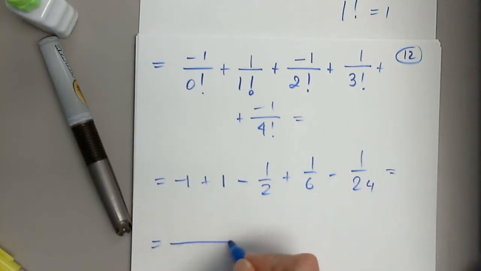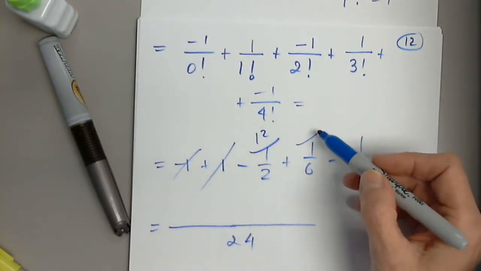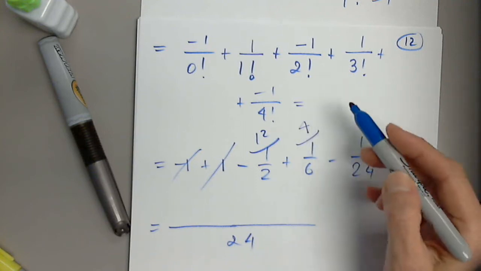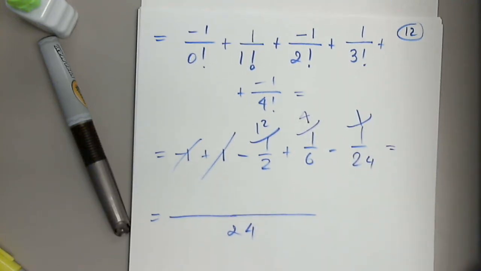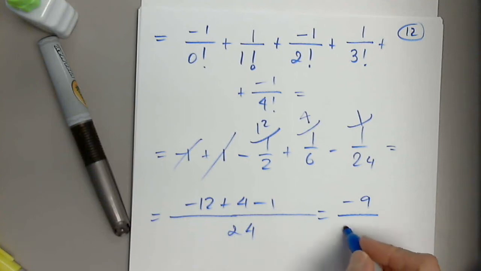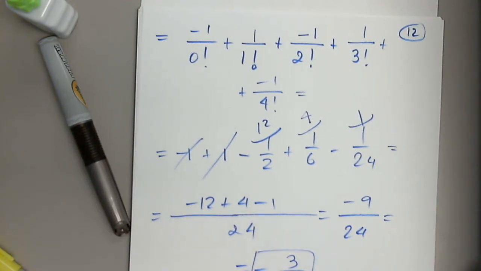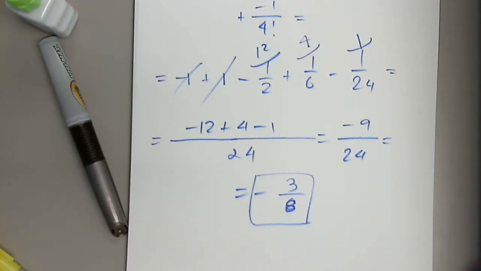Of course, the LCD needs a very good... I'm sorry, 4. 4, and this one I shouldn't even bother with. So this is negative 12 plus 4 minus 1. So 4 minus 1 is 3. Negative 12 plus 3 is negative 9 over 24, or negative 3 over 8, simplified by 3.